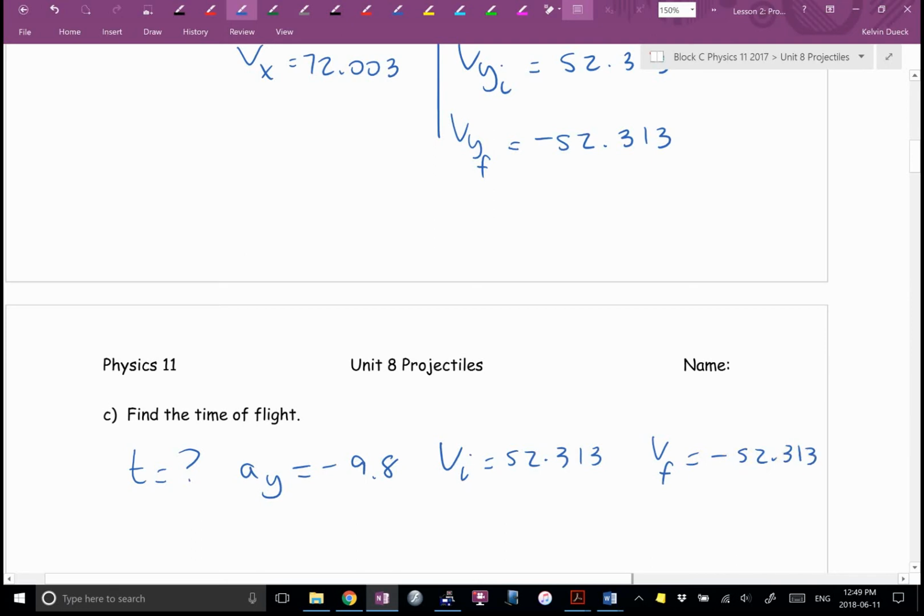I'm looking for an equation that has T, A, VI, and VF in it. You know what? I should be careful. I'll put the Y's there just to remind myself. Make sure I use vertical. Don't use a horizontal in a vertical equation. Don't use a vertical in a horizontal equation. That's the no-no. So I put those Y's there just to remind myself. Make sure I'm pulling this from the Y column. What is the equation that has that?